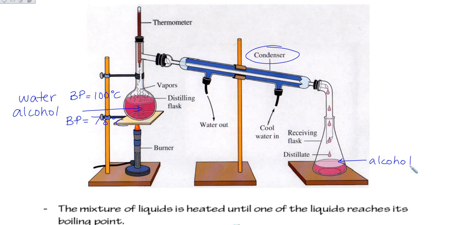And I could test that by taking a small sample and lighting it on fire. The alcohol should burn. If it doesn't burn, I may have some water in there. So maybe I wasn't watching my thermometer closely. If that temperature starts getting close to 100 degrees, I could be boiling the entire mixture. And then I really do have a mixture of liquid, water, and alcohol in my final product, which I would not want. And so that might be kind of an error with this distillation apparatus.